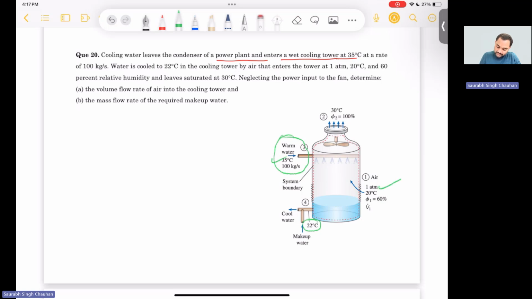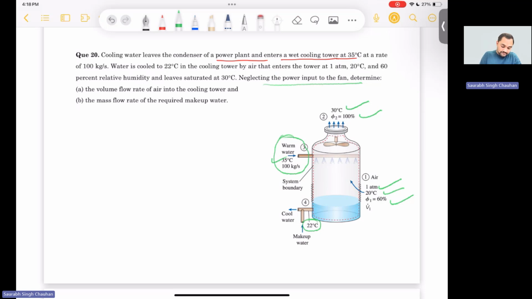So air is entering at 1 atmospheric pressure, 20 degrees Celsius and 60% relative humidity, and leaves the tower at 30 degrees Celsius and in the saturated conditions. Saturated conditions means relative humidity will be 100%. Neglecting the power input to the fan. Okay, so there is a fan for the circulation of air. So the power input to the fan that we can neglect, that is given in the question.